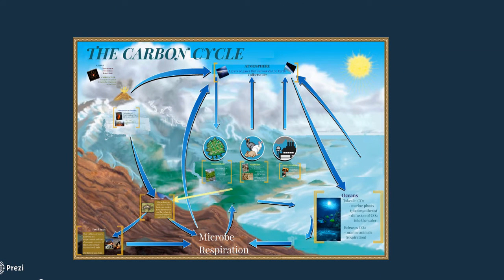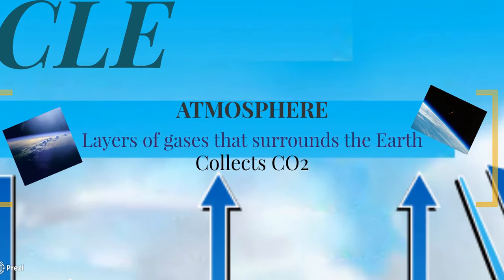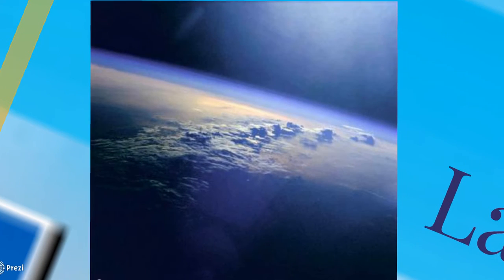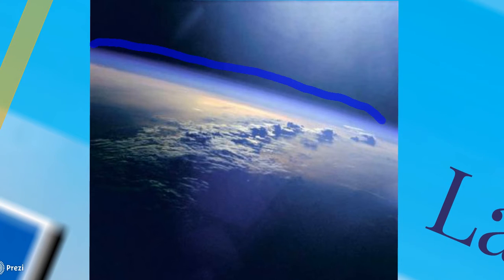Like a normal cycle, we can start anywhere, but where we're going to start is in the atmosphere. The atmosphere is layers of gas that surrounds the Earth, and the atmosphere collects CO2. So looking here, our atmosphere is this space right up here, this kind of foggy layer. This is actually looking at the atmosphere. You hear words like ozone discussing the atmosphere and discussing global warming. That's all part of the carbon cycle.